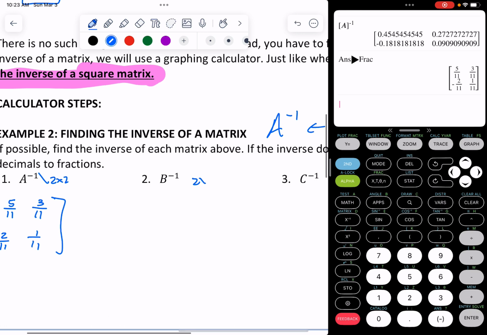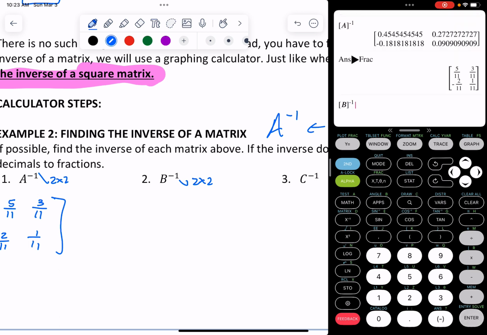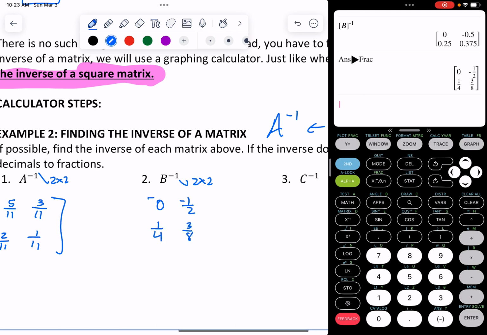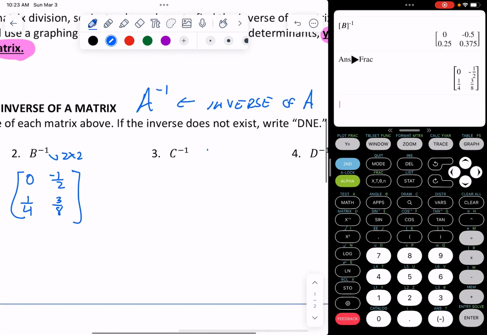B up top was also 2 by 2, so that's going to have an inverse. Let's find the inverse of B. Second matrix, B inverse. Again, math, into a fraction. So we get 0, negative 1/2, 1/4, 3/8. C up top was a 3 by 3, so this is also going to have an inverse.